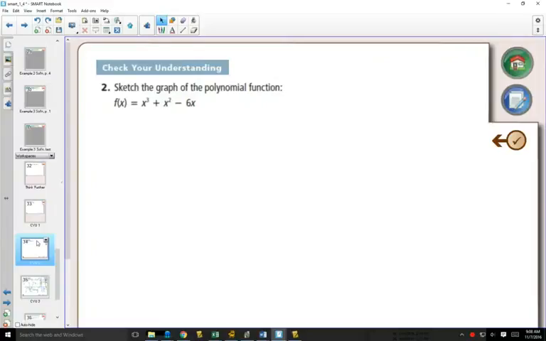So in example 2, instead of doing a table of values to find this, what we're going to use is the strategy of factoring. And this one off to the side is actually a really easy one to factor. Why is this one an easy one to factor?